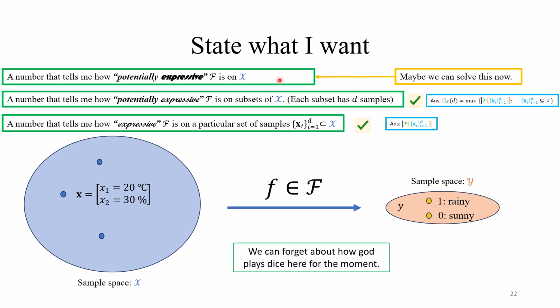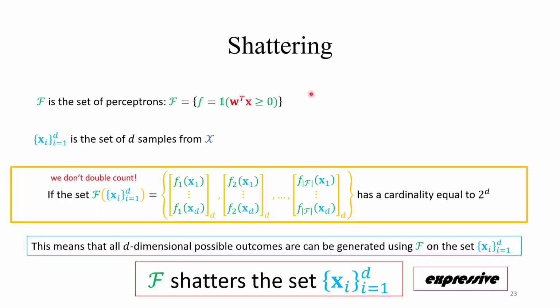Now let's move on to the hardest question, and that is a number that tells us how potentially expressive F is on the entire set X. Now we need to introduce a new terminology called shattering. If the cardinality of this set is equal to 2 to the d, which means that all possible outputs can be obtained, then we say that F shatters this set of d x's. 2 to the d is the maximum number of possible outcomes here, since we are doing binary classification and the subset is of size d.